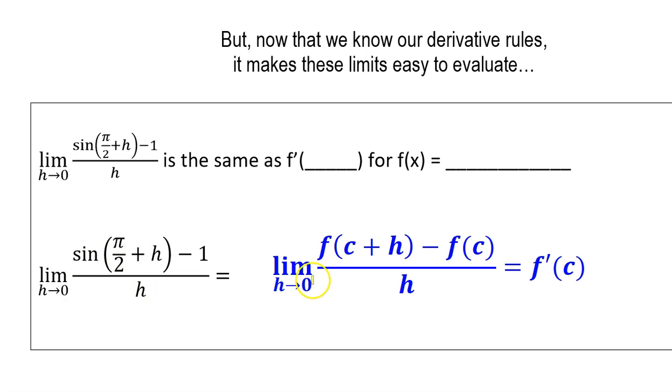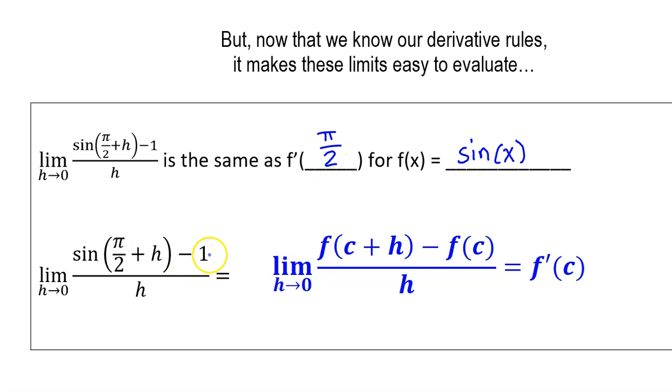Comparing this limit to the definition of a derivative, we can see that f of x must be sine x, and the c value is pi over 2. So this limit is equivalent to f prime at c. So in this case, that's f prime at pi over 2.